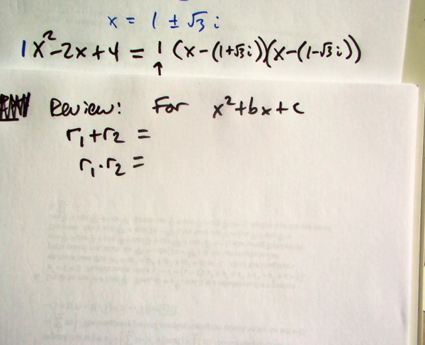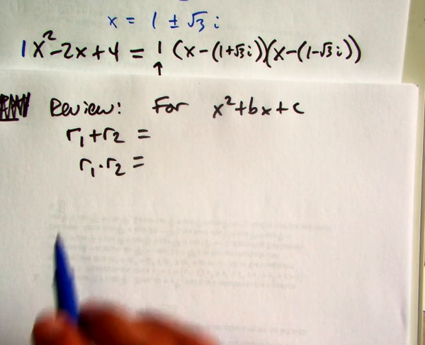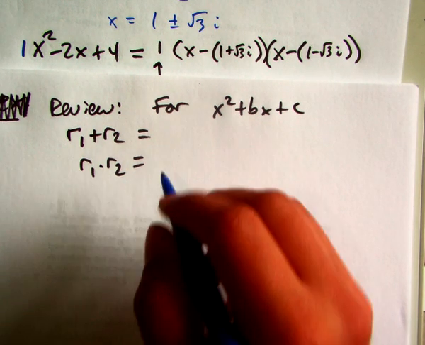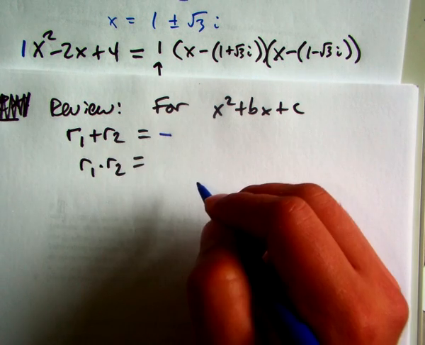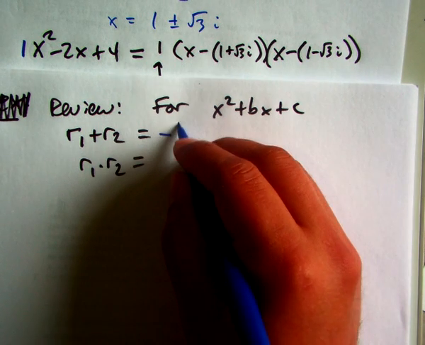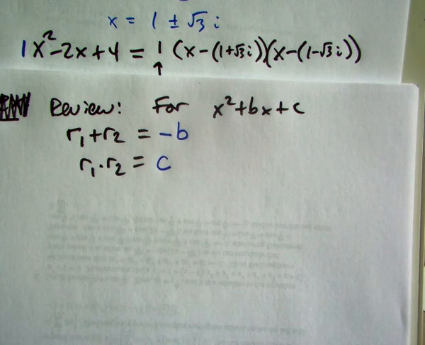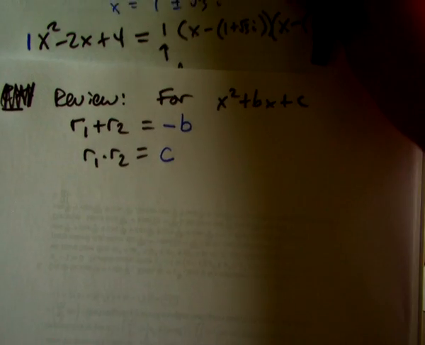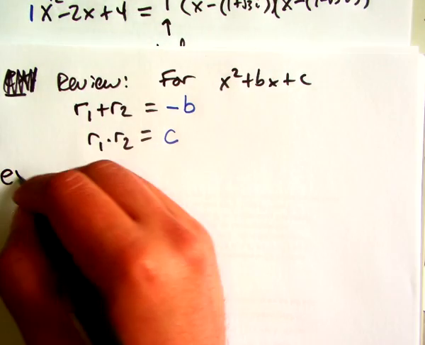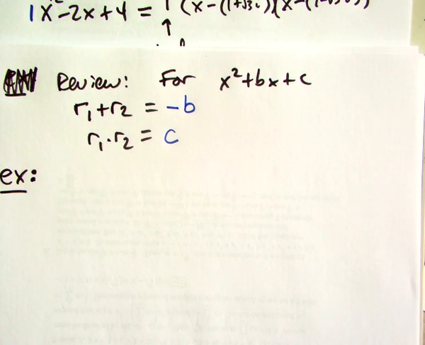The sum of the roots is equal to the opposite of b, and the product of the roots is equal to c. I'm telling you this because it's going to make life easy. Okay? I will illustrate with an example, both ways. You can pick which way you want to do it.